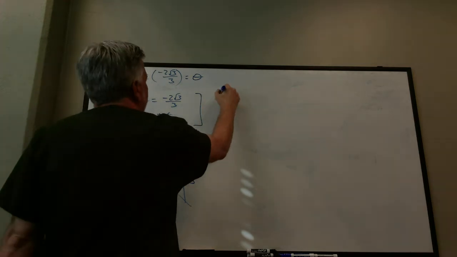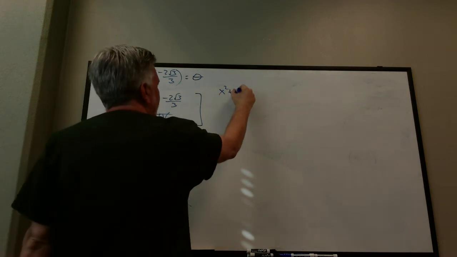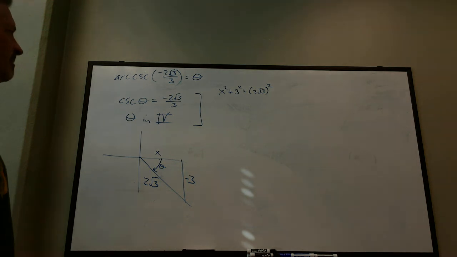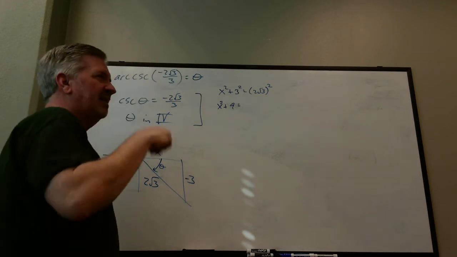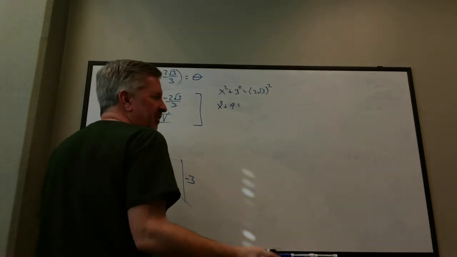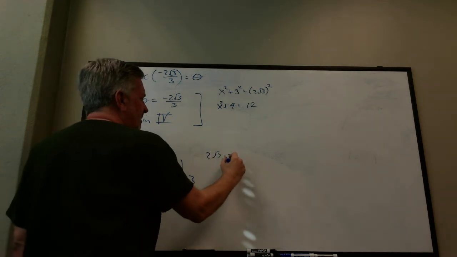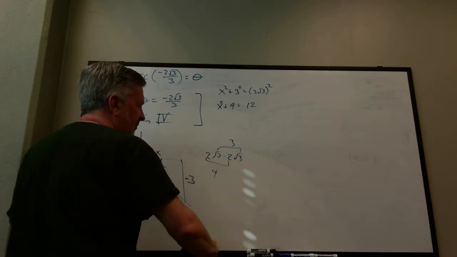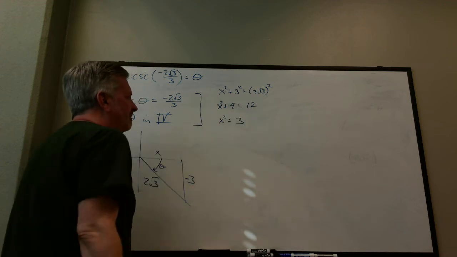So x squared plus 3 squared, just ignore the negative, is 2 root 3, whole thing squared. So this is x squared plus 9 equals 2 root 3 times 2 root 3. Well, 2 times 2 would be 4, and then root 3 times root 3 is 3, so that's going to be a 12. The 2 times the 2 is the 4. Root 3 times root 3 is 3, and 4 times 3 is 12. Okay, so when I subtract 9 from both sides, I get x squared is 3.